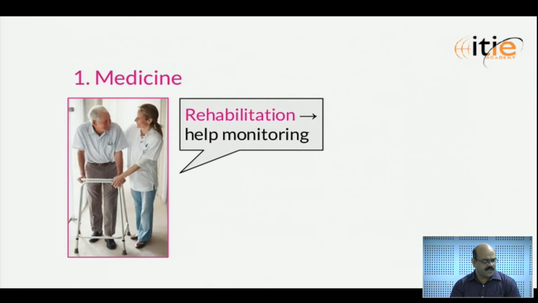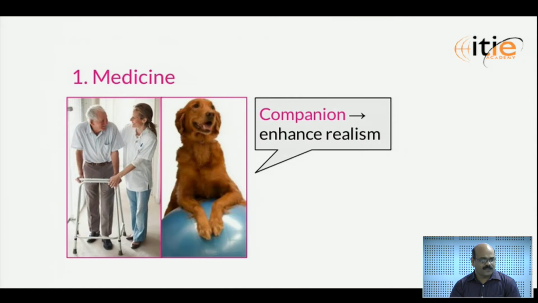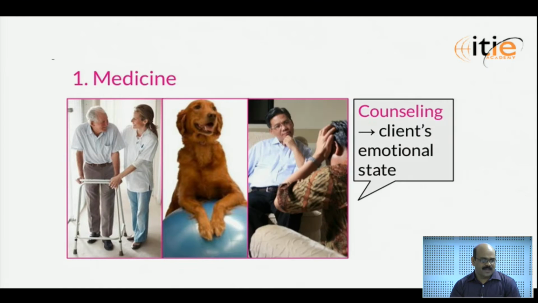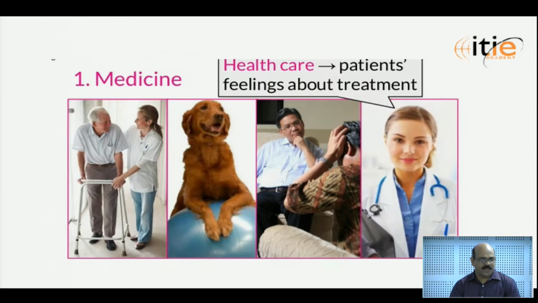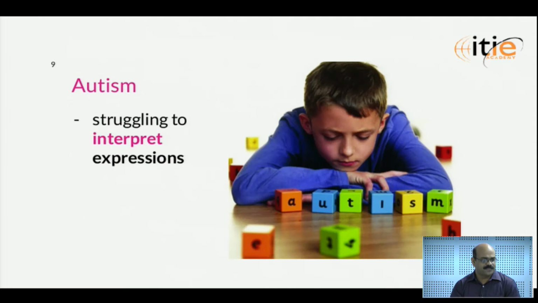I'll go directly there. And the applications of emotion detection are plenty. One is in rehabilitation. If we are able to understand the emotions of the other side, it can help in the rehabilitation. You can enhance companion realism. It will also help in counseling, if we are able to understand the other side's emotion. So as a counselor it will help you to counsel them better. Of course the healthcare, which is a theme of this workshop, in terms of treatment also.